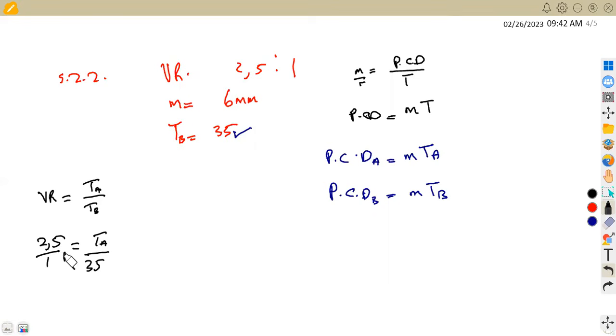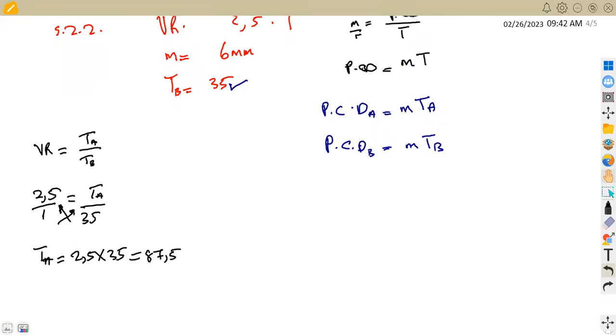So we can cross multiply in this case to find TA. 1 times TA, thus TA is equal to 2,5 times 35. You have to multiply. In this case, we are going to obtain 87,5. But we are referring, guys, to the number of teeth, so we can have this as a whole number. So this is going to approximate to 88. So TA is 88, the number of teeth.